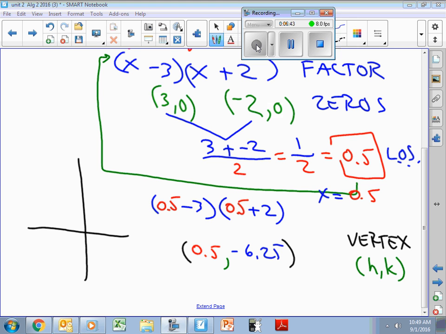Hey, what is this problem? It says that the zeros are 3 and negative 2. 1, 2, 3. Try and draw this, please. And a negative 2. 1, 2. This is what it looks like in real life. There is a parabola that goes through those points.